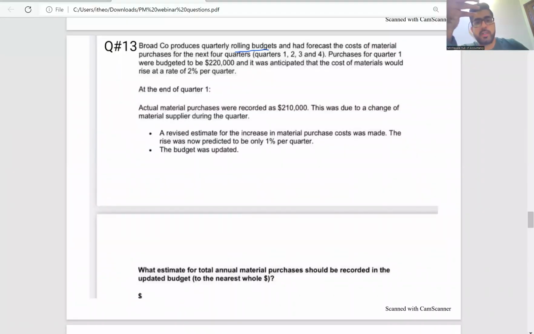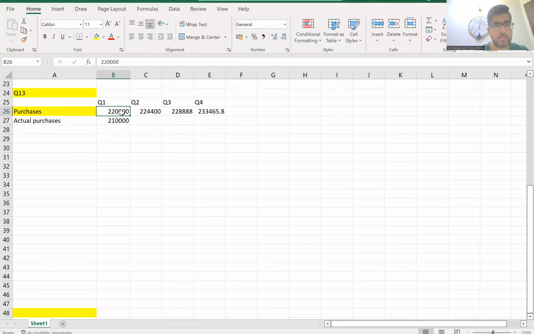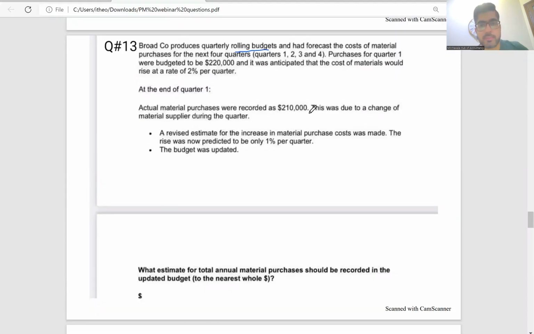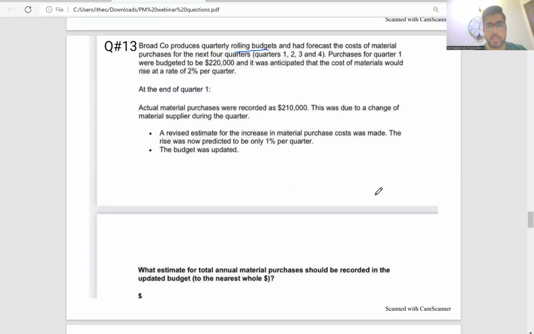Broad produces quarterly rolling budgets, has forecast the cost of material purchases for the next 4 quarters. Purchases were budgeted to be 220 and they will rise at 2% per quarter. So I made the purchases 220 in quarter one and rise it by 2% per quarter. At the end of quarter one, actual material purchases were 210,000. This was due to a change of material supply during the quarter. A revised estimate for the increase in material cost was made. The rise was now predicted to be only 1% per quarter. You made the budget at 2% per quarter; now it was anticipated only 1% per quarter.